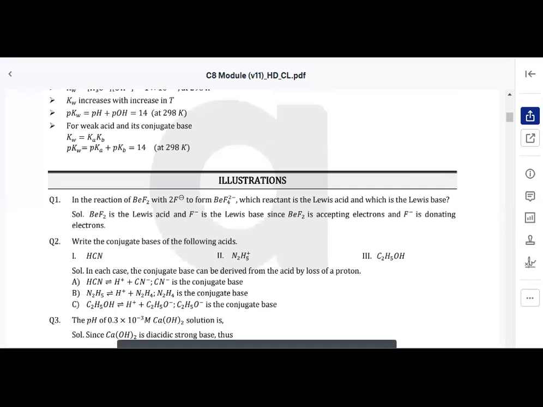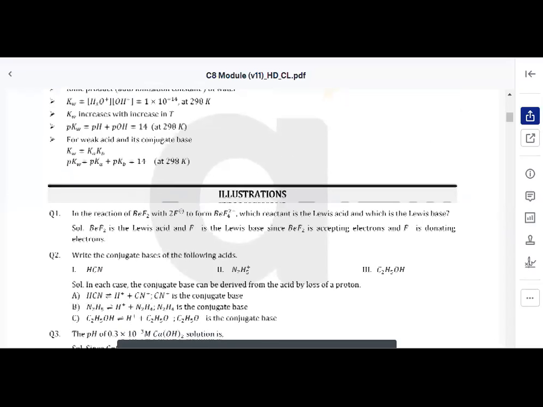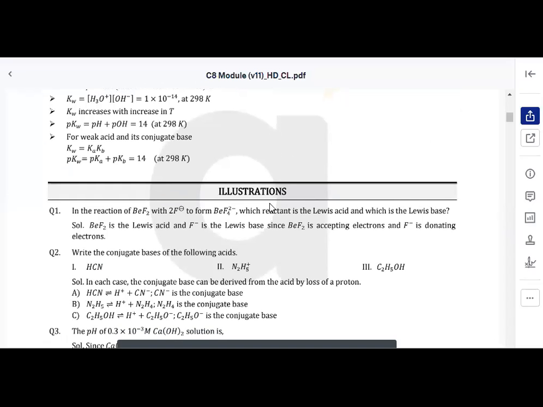Now, everyone should solve question number 3. Think about question number 3.